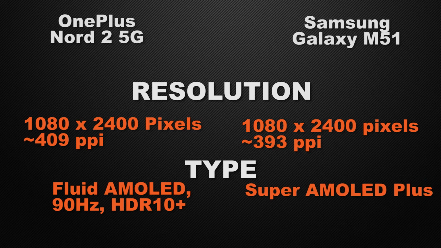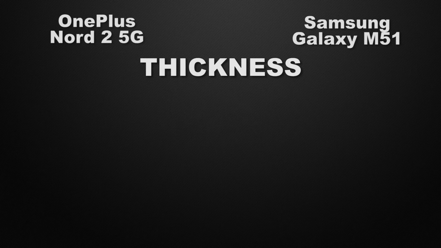So the winner here is Nord 2 because it has a Fluid AMOLED display, which can produce darker blacks and more vivid colors. Moving to the body features of the devices, let's start with the thickness. Nord 2 is 8.3 mm thick, whereas M51 is 9.5 mm thick. So the winner here is Nord 2 because it has a slimmer body.